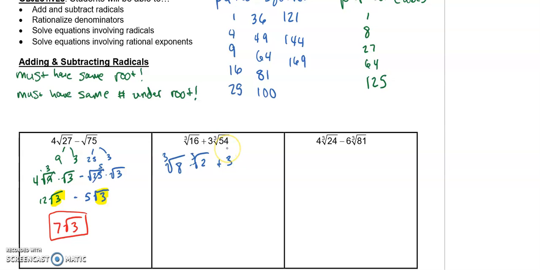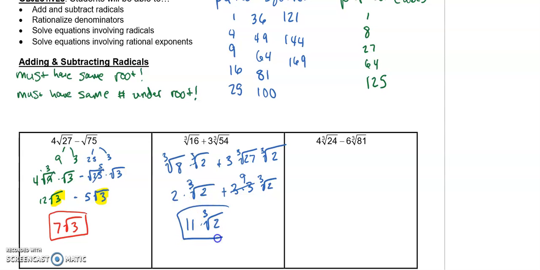54, well, that's 27 times 2, right? So cube root of 27 times the cube root of 2. Back to the beginning here, cube root of 8 is 2 times the cube root of 2. This is plus 3 times cube root of 27, which is another 3 times the cube root of 2. So this is really 9 cube root of 2. So 2 plus 9 gets me 11 cube roots of 2. Bam.